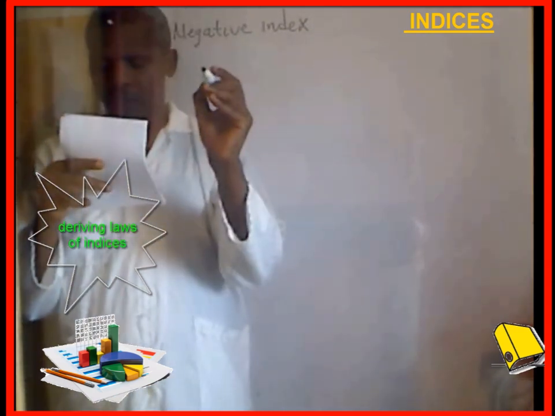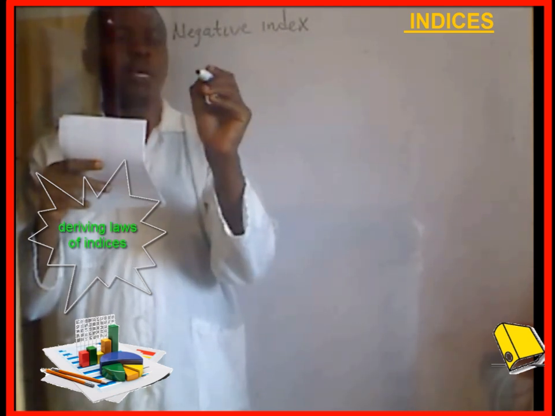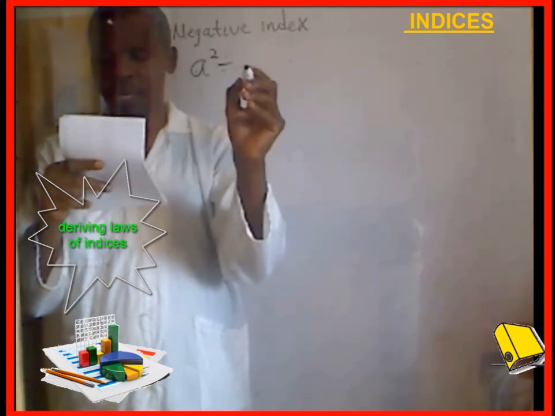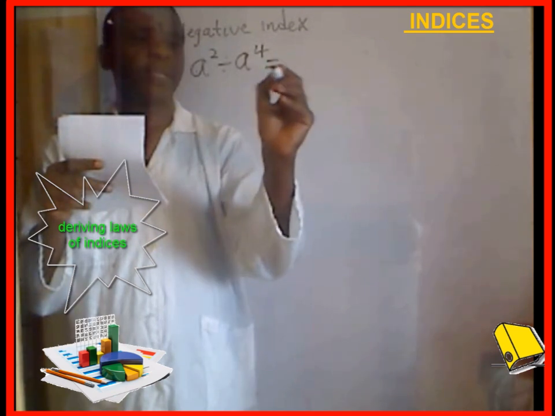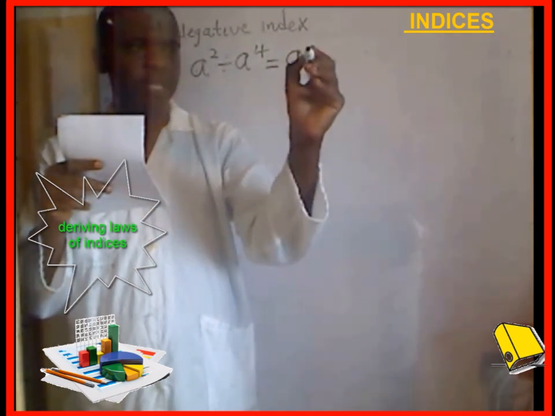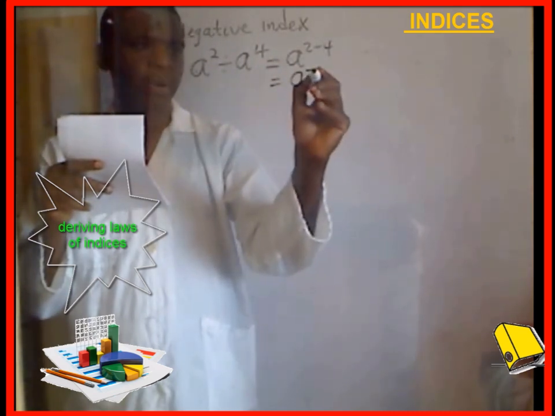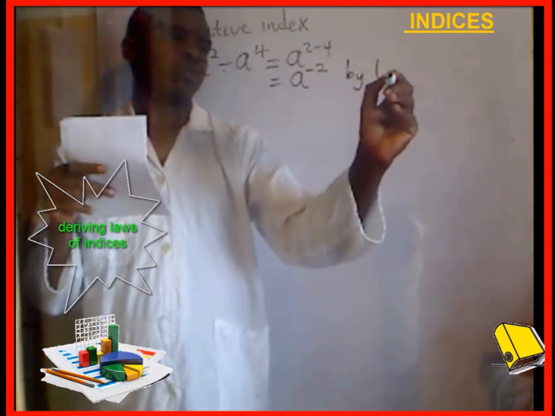Let's consider a raised to the power 2 divided by a raised to the power 4. This will give us a raised to the power 2 minus 4. This is a raised to the power minus 2, applying our second law.